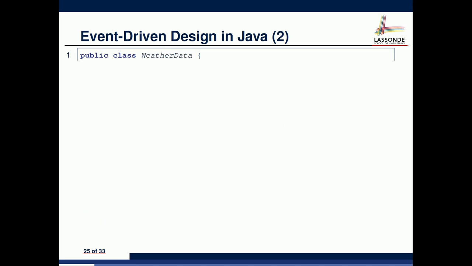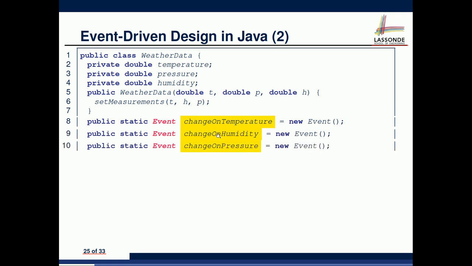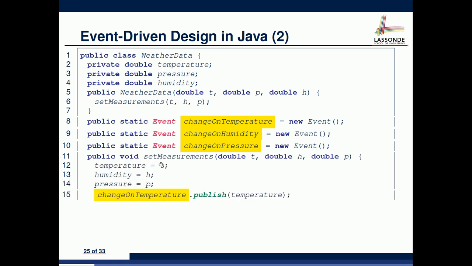And then let's do weather data. That's the subject. For weather data, we still have the temperature, pressure, and humidity. And also, we got our events. Since we got three different monitored variables, temperature, humidity, and pressure, each one of them will be turned into events. Each one of them actually gets their own hash table. And then we got set measurements, the same as before.